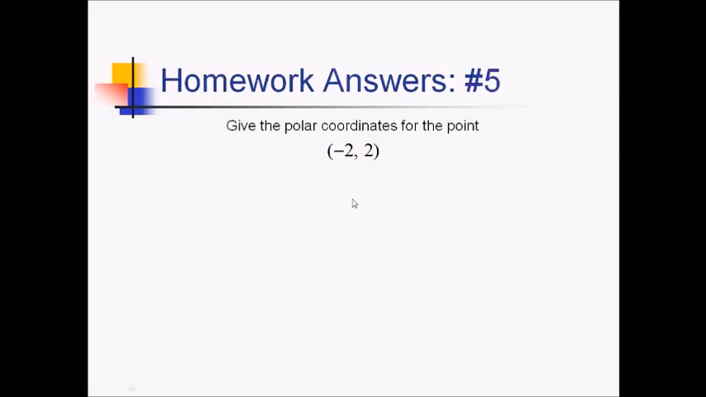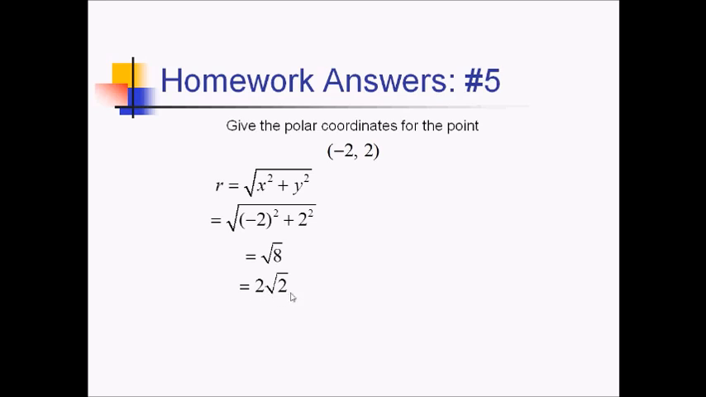For number 5, we're given this pair of rectangular coordinates, and we want to turn this into polar coordinates. So for that, we need to find the radius and the angle formed by this rectangular point. Let's start with the radius. For that, we'll do the Pythagorean theorem. So we've got r equals the square root of x squared plus y squared. So we've got negative 2 squared plus 2 squared. 4 plus 4 gives us radical 8, and we can simplify that radical to 2 radical 2. So that's our radius that we'll put in our polar coordinates.